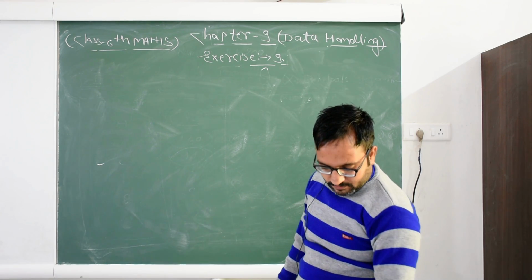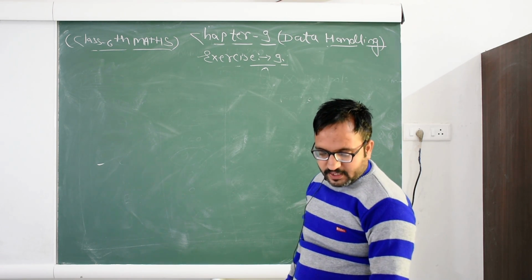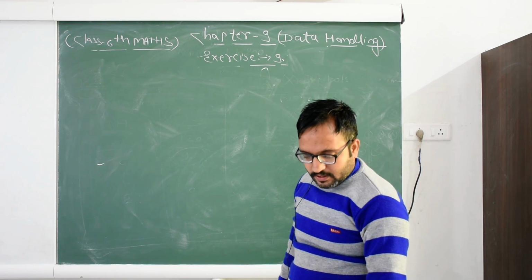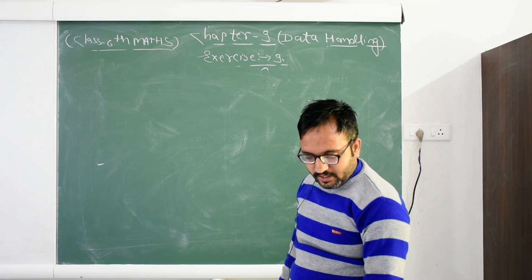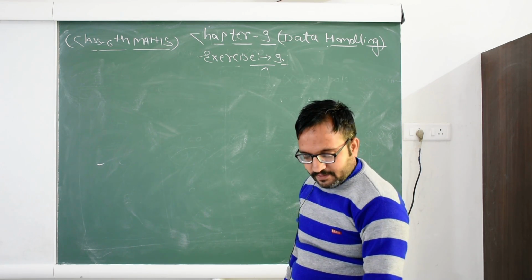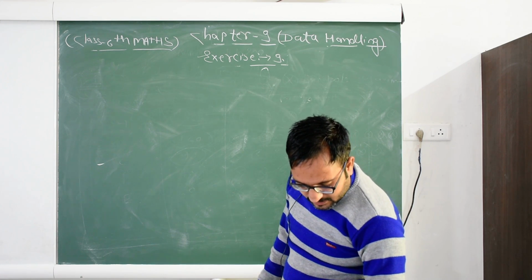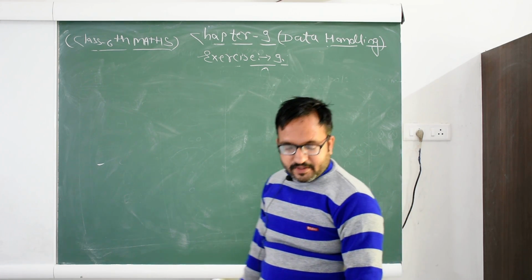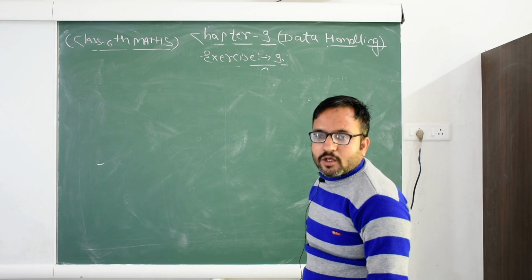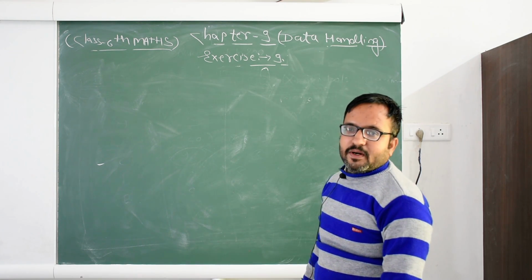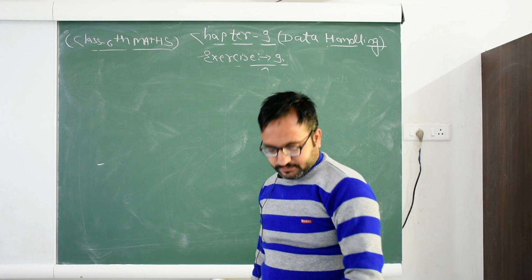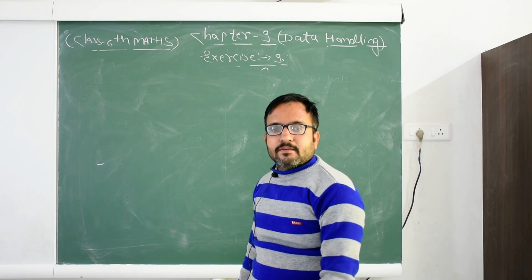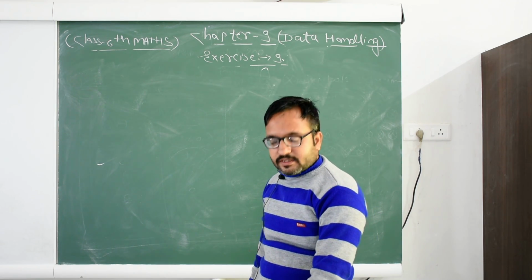Now question number 2, in which year is wheat production minimum? See the bar graph and check which bar is smallest. In 1998. So wheat production is minimum in 1998. With the help of the bar graph we have to decide and give the answer to particular questions.